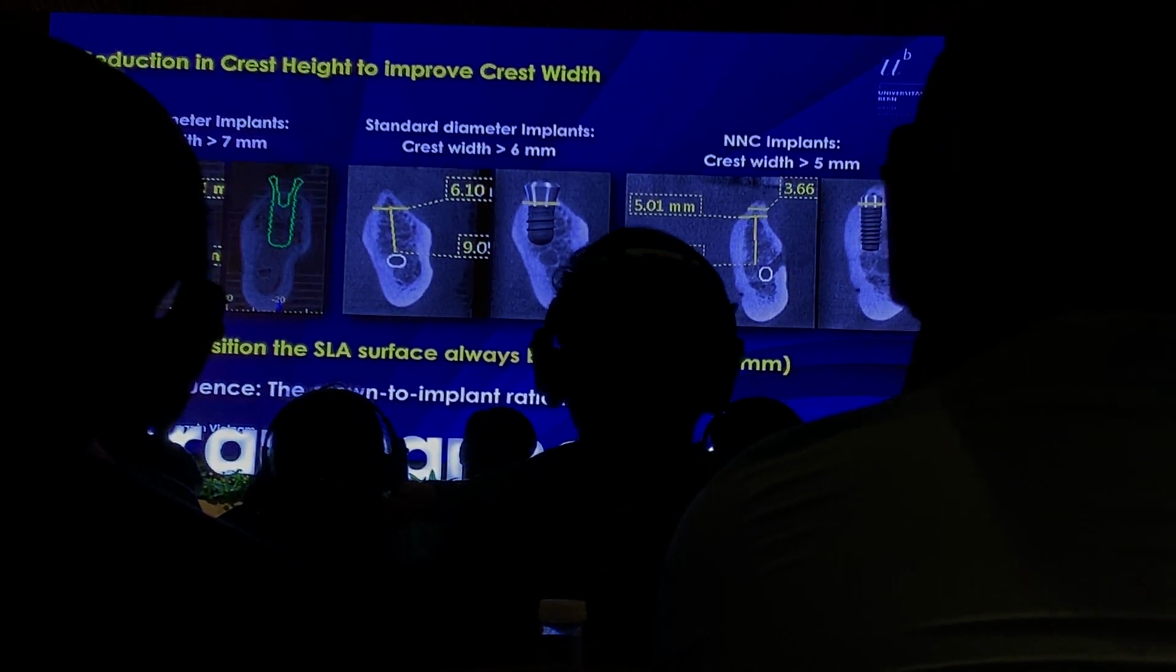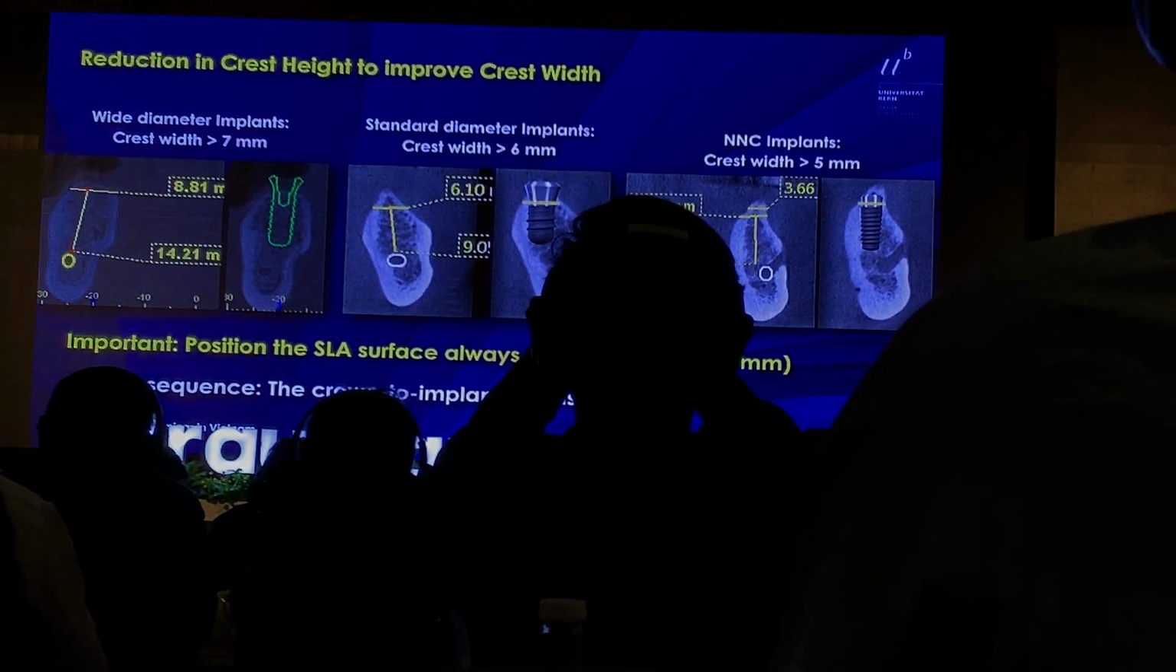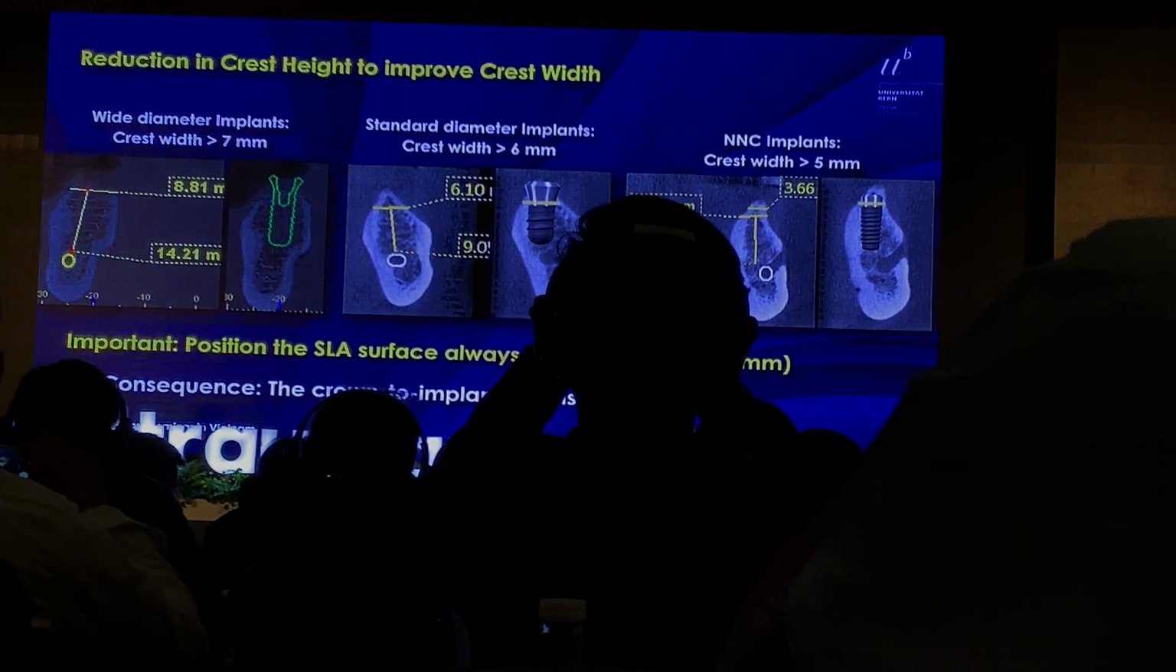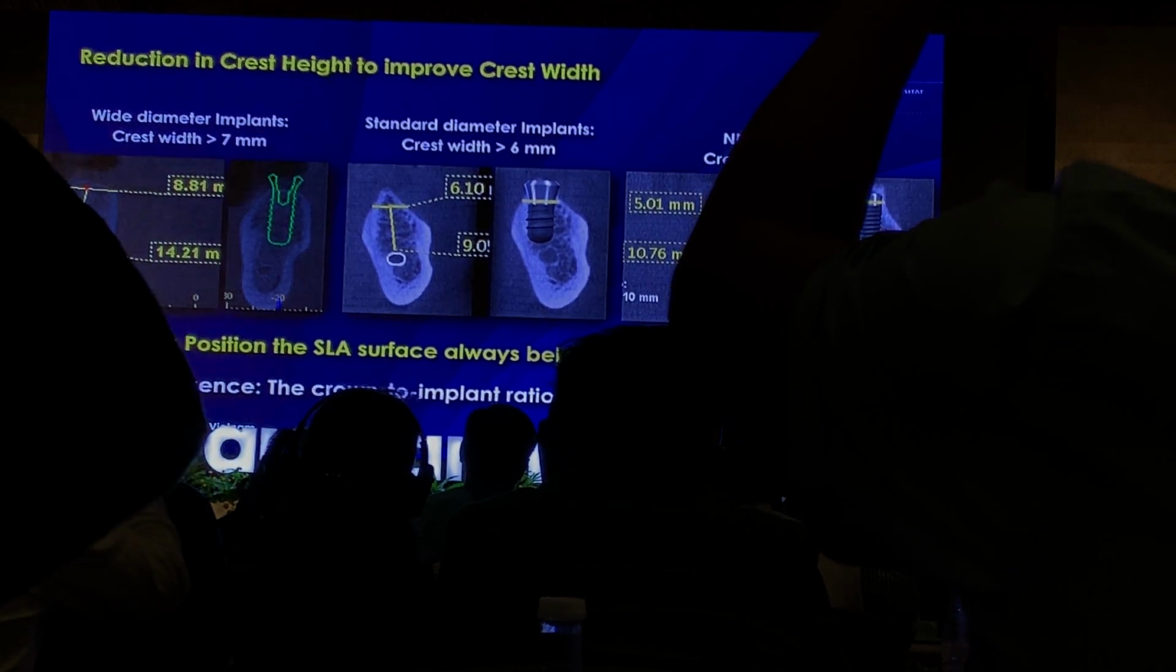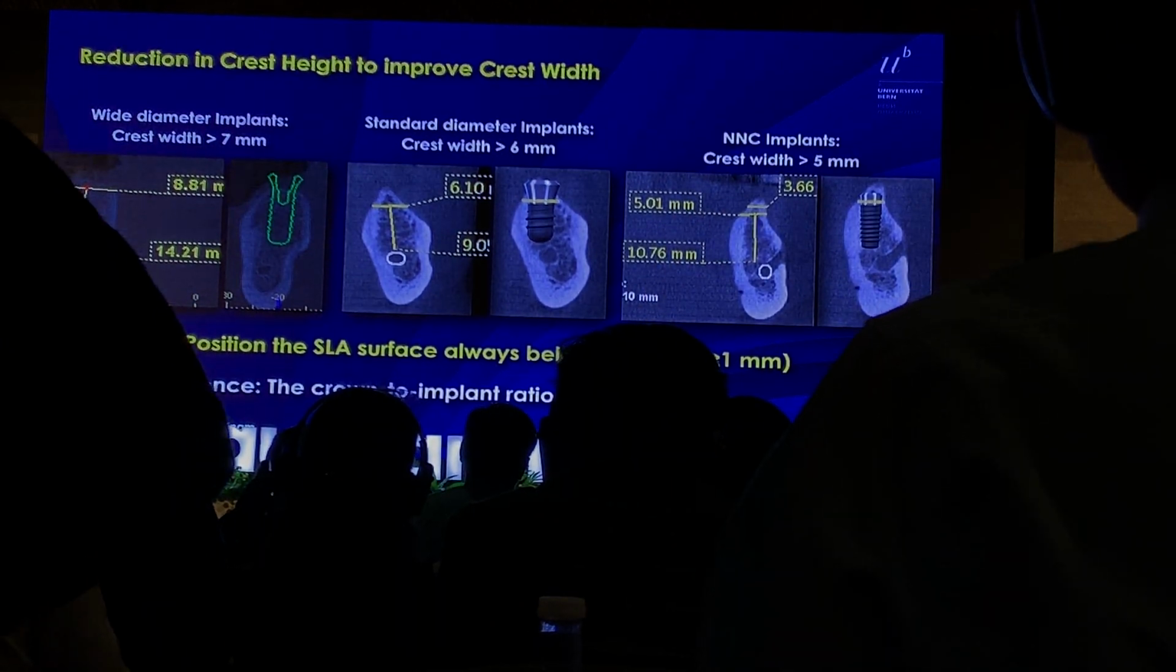Okay, the consequence when you put implants deeper will be an increase in the crown to implant ratio, but I will show you in the afternoon that's not a risk factor. Don't pay attention to that.